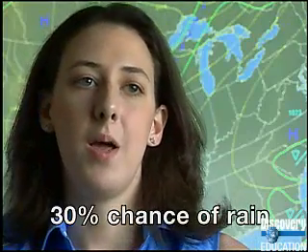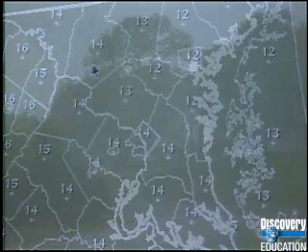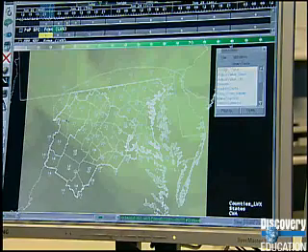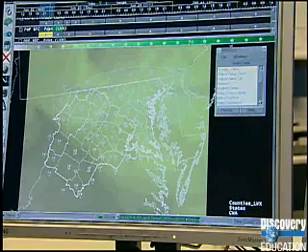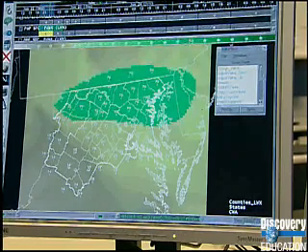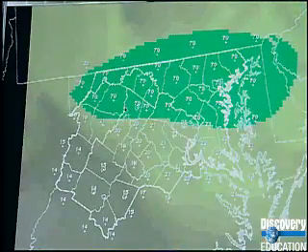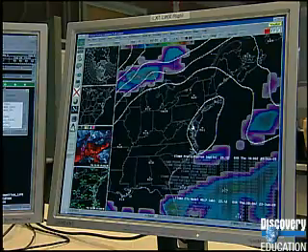What does that mean? Well, it means that 30% of a certain area will see rain. If you are looking at a circle of area, 30% of that, 3/10 of that, will see rain. The rest won't.